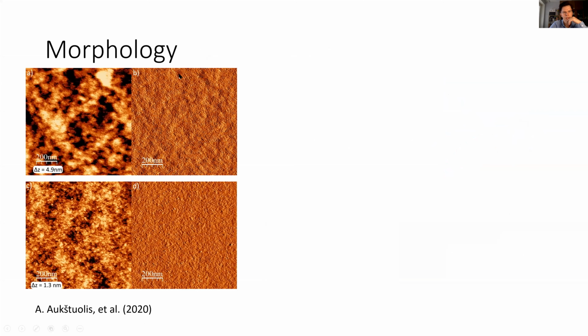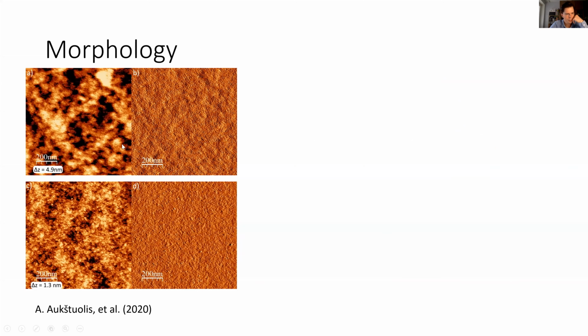So on top, A and B pictures are from the unheated sample of AFM, and on the bottom there are two pictures of the heated sample after the heating. What we see here is that we don't see any distinct crystallinity of the layer.